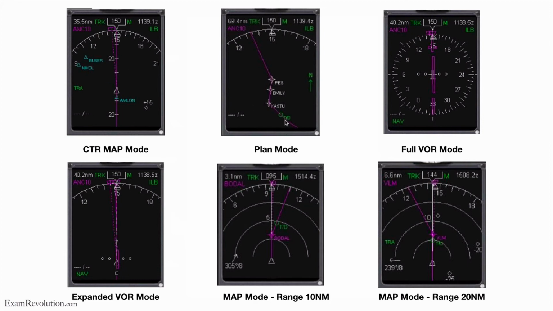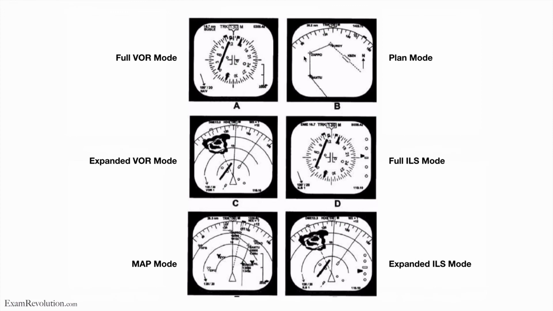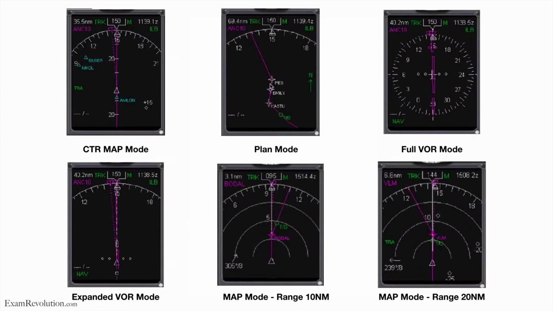Then you've got plan mode. It's the same as the previous plan mode. This plan mode, see here, you had your lines there of your plan that you're going to fly and your different waypoints. Well, the same goes here. It's waypoints and your plan, right? It's plan mode. Then full VOR mode. Well, there we go. You don't have a glide slope, so you can see it's full VOR mode.